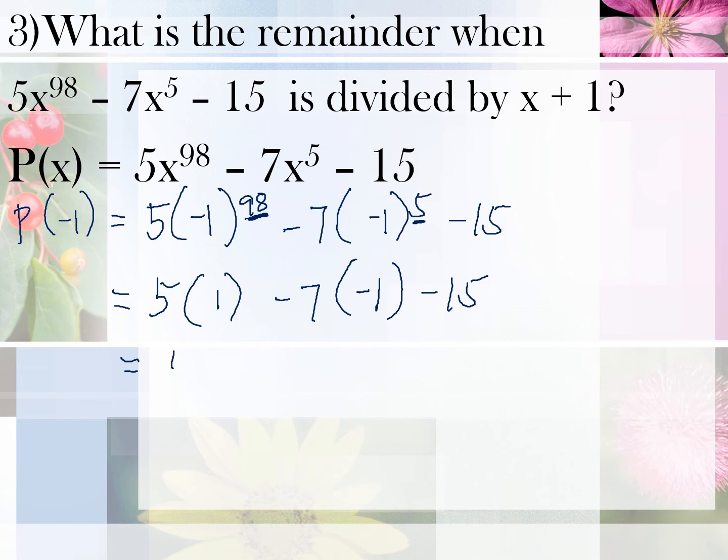5 times 1 is 5. Negative 7 times negative 1 is positive 7. Then, bring down natin yung negative 15. Then, simplify dahil addition tsaka subtraction. From left to right tayo. So, 5 plus 7 is equal to 12. And 12 minus 15 is equal to negative 3. So, ibig sabihin, yung final answer natin o yung remainder natin is negative 3.